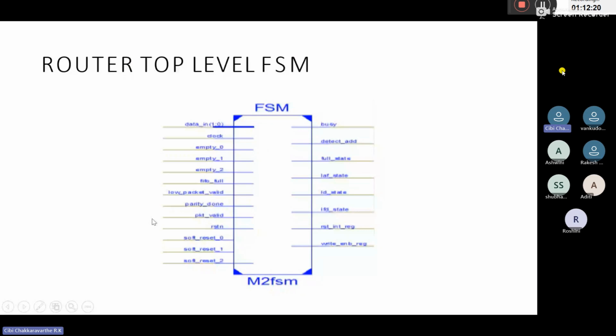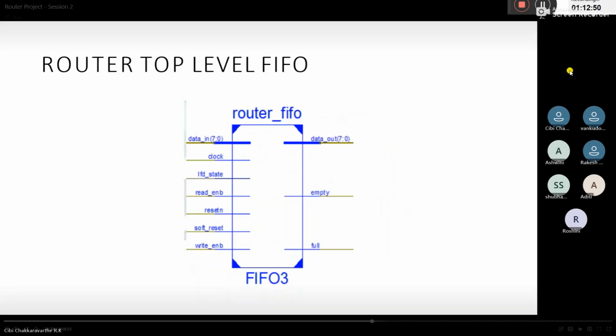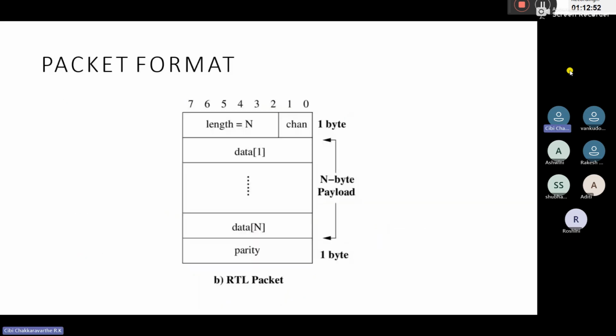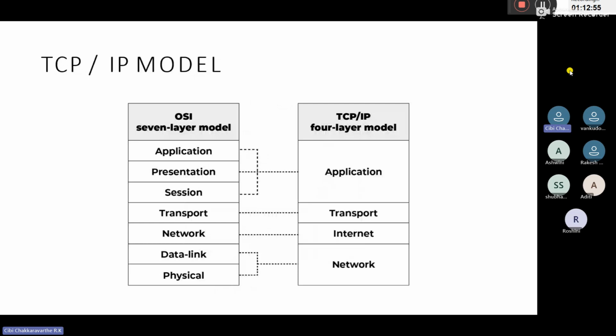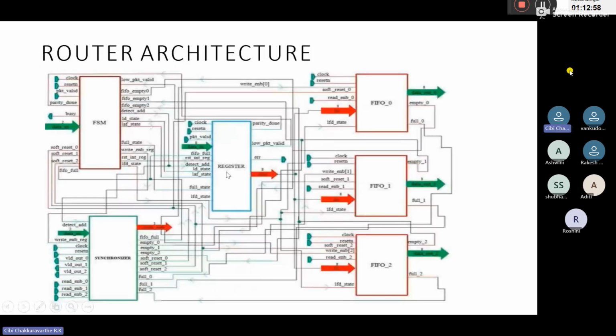Then packet valid, then reset n, then we have soft reset. For each FIFO we have a different soft reset. At the output end we have busy. If our destination is doing some more work, our FSM will pass a busy state so that all the packets going to that particular destination will be halted. Then direct address. Once again, I will show you this architecture. In this architecture, note this FSM, and it is 1, 2, 3, 4, 5.